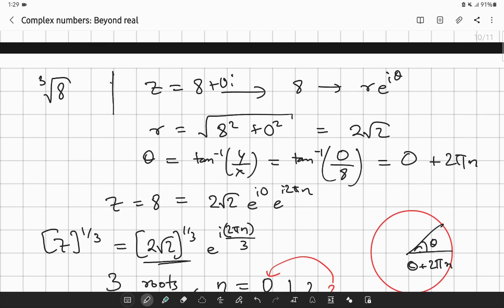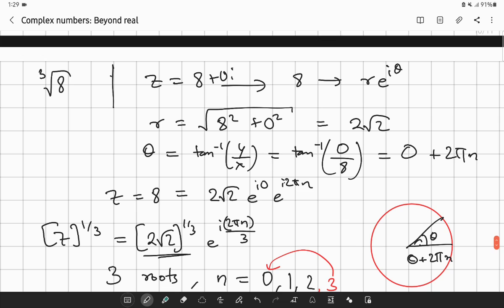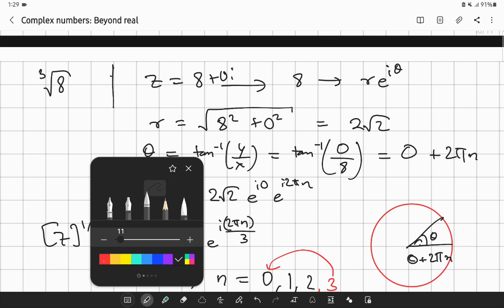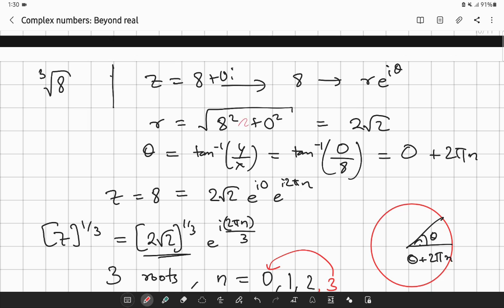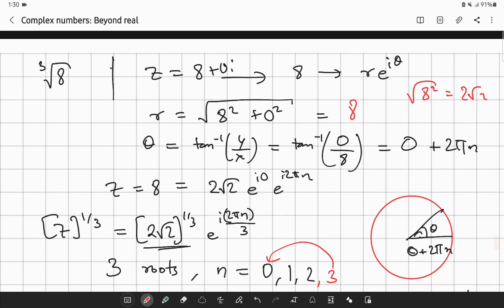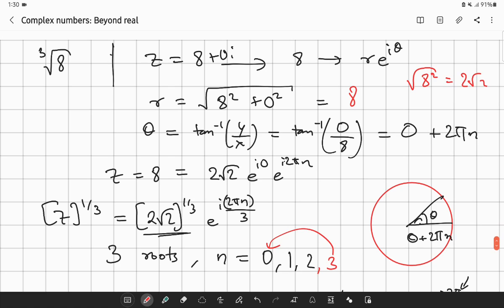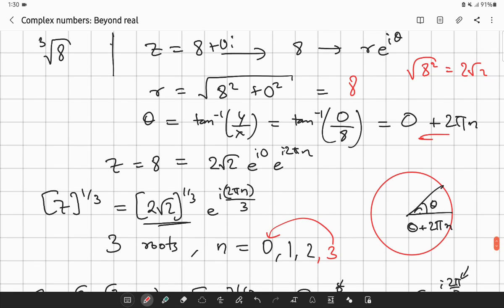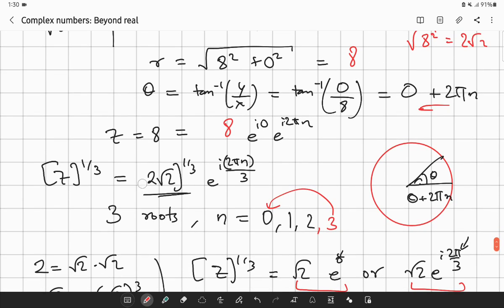Okay, so let's look at what the mistake is. I've said that the square root of 8 squared is 2 root 2, and this is a really big blunder. Square root of 8 squared is obviously not 2 root 2, it's actually 8. But our theta is the same because 0 over 8 is still going to give us the same result. This is fine. Okay, so where do I have to make changes? I have to make changes here, 8, and this is 8 as well.